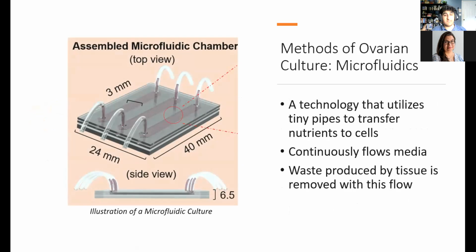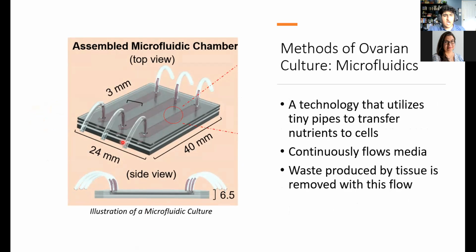But another technology people use to culture ovarian tissue is microfluidics. You can think of this technology as essentially using very tiny pipes to transfer nutrients to cells. You can actually see these pipes on the left. On the scale of millimeters, these guys are still very small.